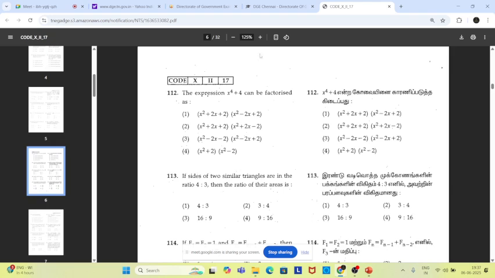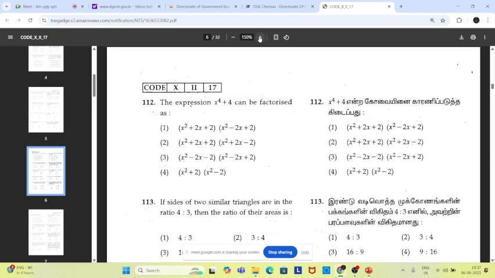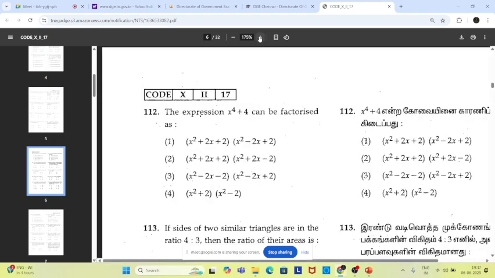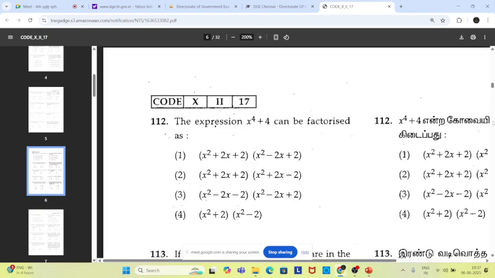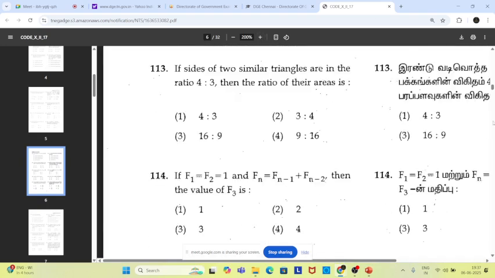This one, I think I'll make it bigger. One minute, I'll make it bigger. Yes.